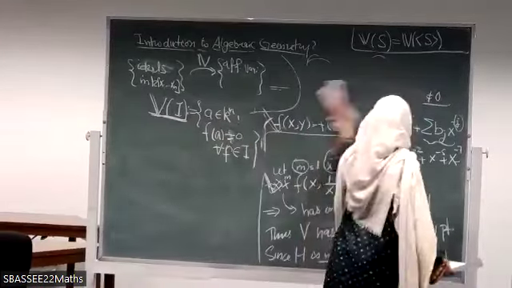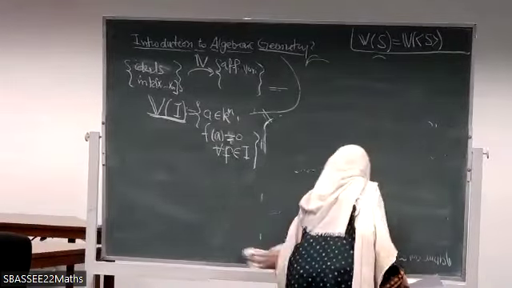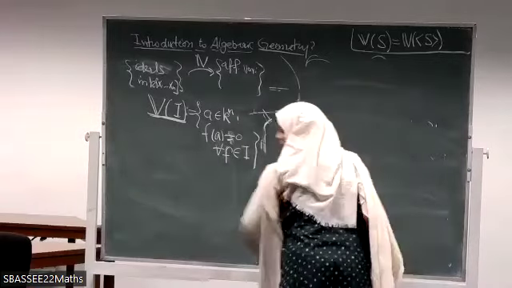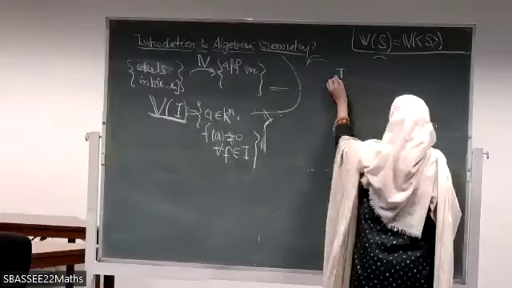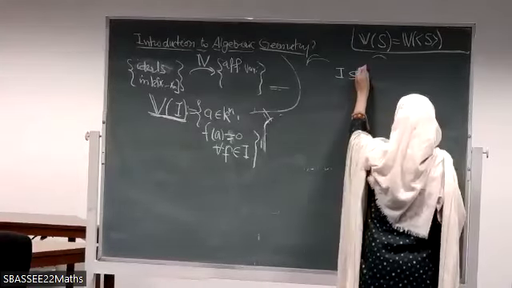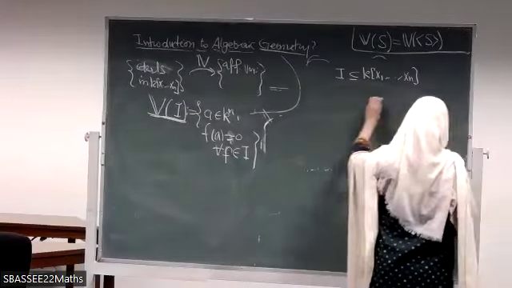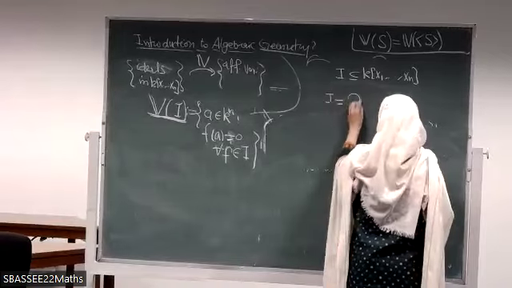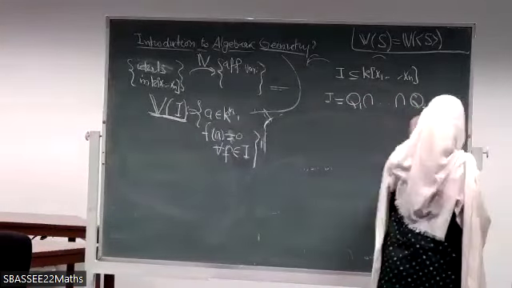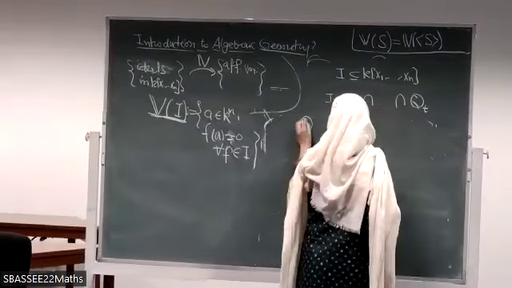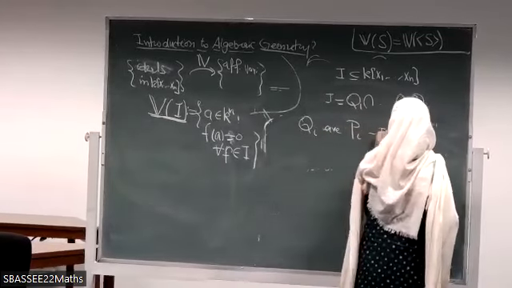So let me just recall quickly what the primary decomposition is. If you have an ideal in our polynomial ring, this ideal can be written as the intersection of ideals Qi, which are Pi-primary ideals.